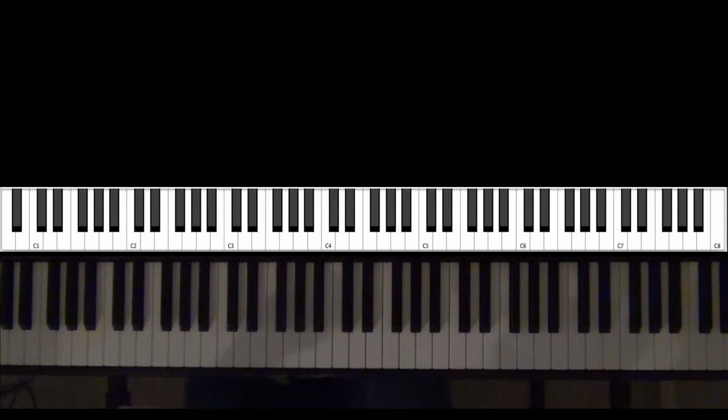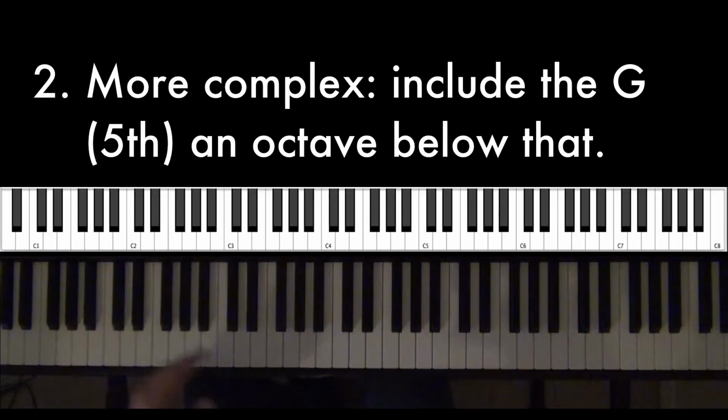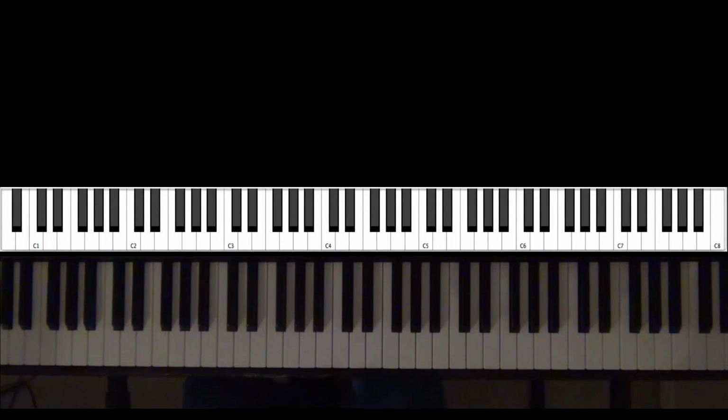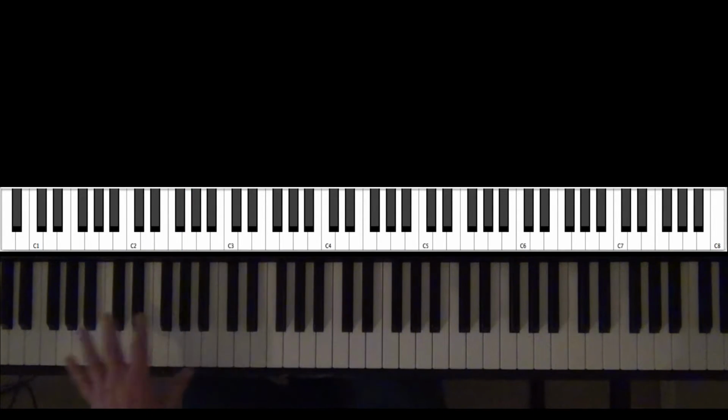Now, if you want something more complex than that, then the next thing we can do is involve the G below it. That will allow us to do all sorts of things in terms of the rhythm. You can kind of play around with the rhythms there. And as one more level ahead of that, another thing we can do is involve this F sharp here. We can use it as a grace note to get us to this G. And that will allow us to do things like that, and so on. As we move forward, you'll see me playing around with those different things.